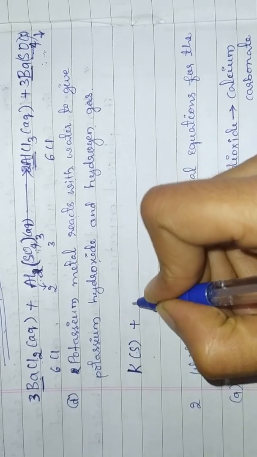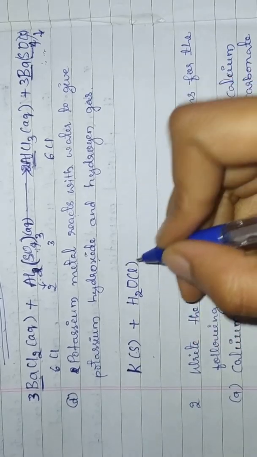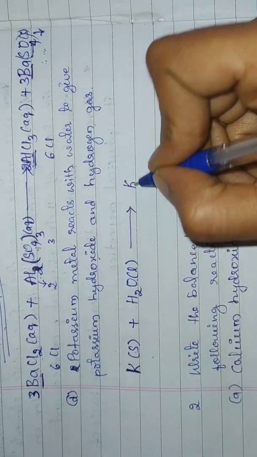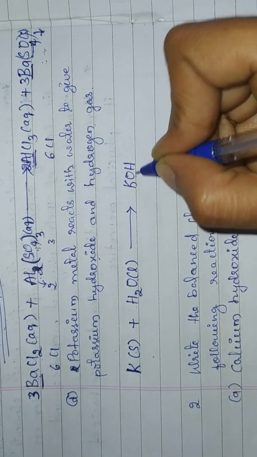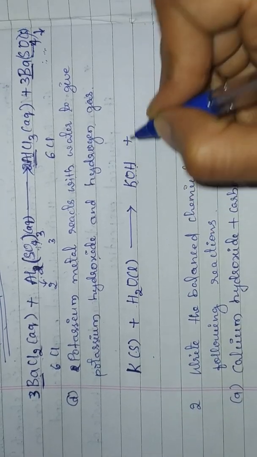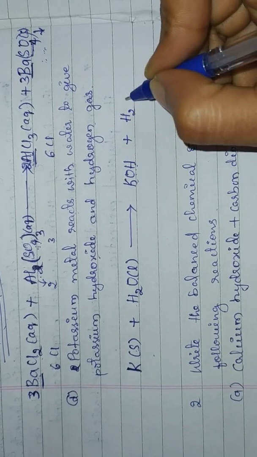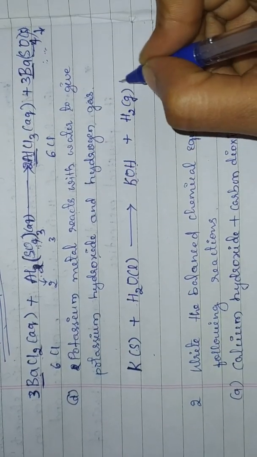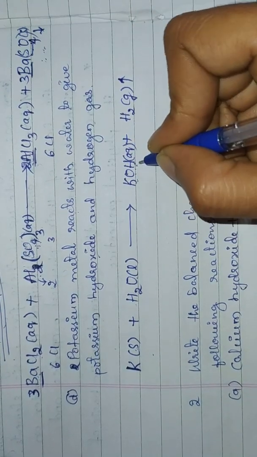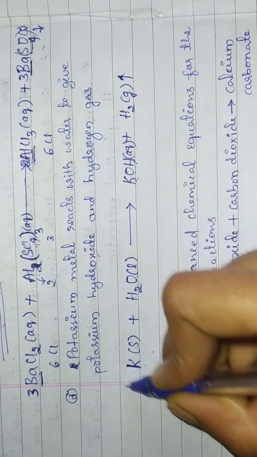It reacts with the water. Water is liquid. Okay, it reacts with the water to form potassium hydroxide. KOH is the chemical formula of potassium hydroxide, and hydrogen gas is released. Okay, this is gas. Okay, KOH, this potassium hydroxide, it is in aqueous solution. Okay, now we have to balance this chemical equation.